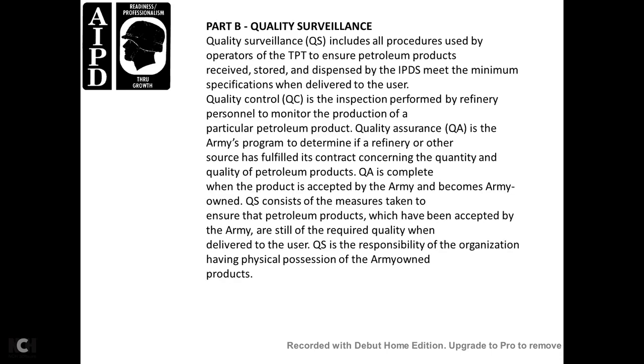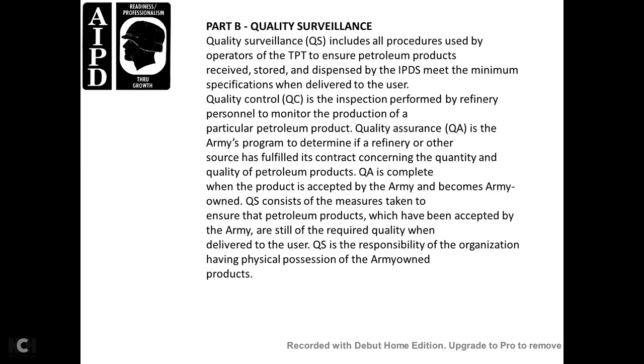Part B, quality surveillance. Quality surveillance includes the procedures used to operate the tactical petroleum terminal to ensure the petroleum product received, stored, and dispensed for the inland petroleum distribution system meets the minimum specification when delivered. Quality control inspection is performed with refinery personnel to monitor the production of a particular petroleum product, with the quality assurance program of the Army determining the refinery or other source to fulfill the contract concerning the quantity and quality of the petroleum product. The quality assurance is complete when the product is accepted by the Army and becomes Army owned.